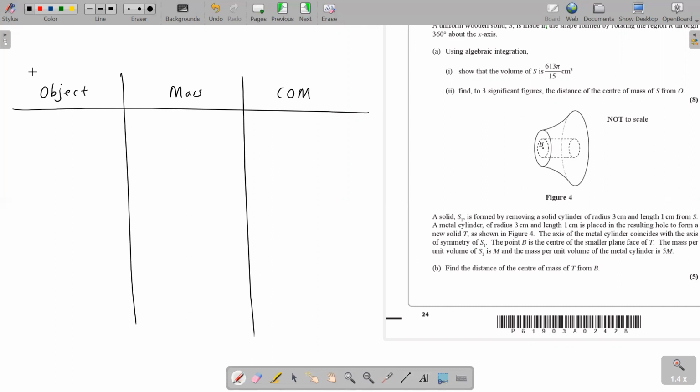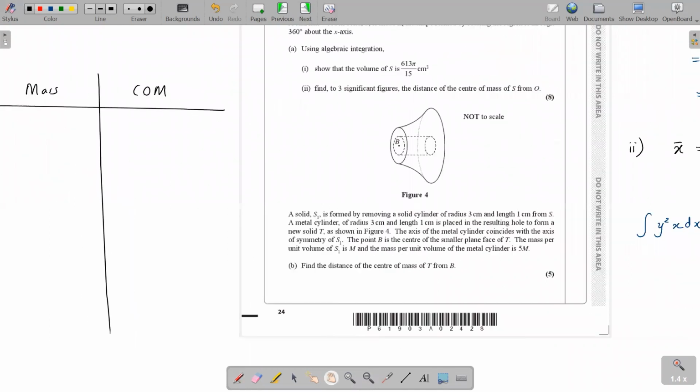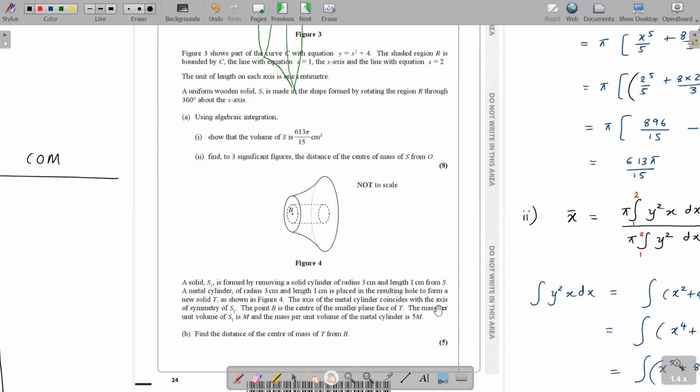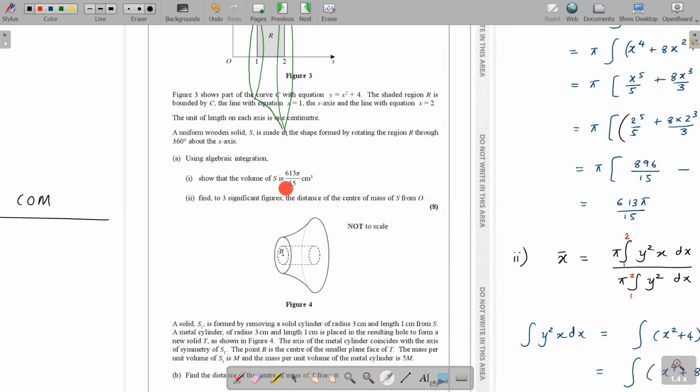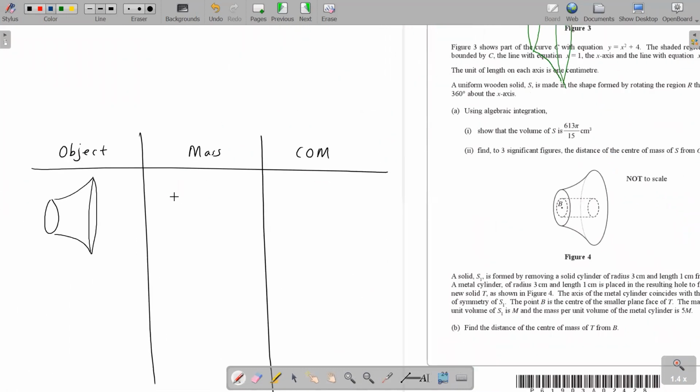Solid S was, how was it? You had this solid S in this manner, right? So this is the solid S. What is the mass of solid S? Now, they have told you mass per unit volume, right? We are going with mass per unit volume. So what's the mass of solid S? We found the volume of solid S, didn't we? Show that the volume of solid S is 613 pi over 15. Can you see? So solid S volume is 613 pi over 15. Are you with me?